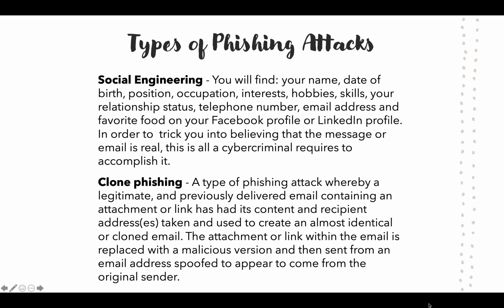Other types of phishing attacks are social engineering. You will find your name, date of birth, position, occupation, interests, hobbies, skills, your relationship status, telephone number, email address, and favorite food on your Facebook profile or LinkedIn profile. In order to trick you into believing that the message or email is real, this is all a cyber criminal requires to accomplish it.